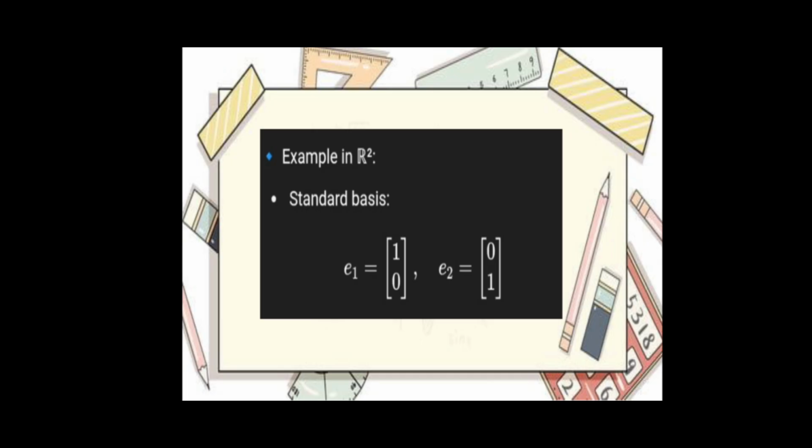Here we have an example of R squared. A standard basis, where vector 1 is equal to (1, 0) and vector 2 is (0, 1). So the first vector is linearly independent of the other vector.